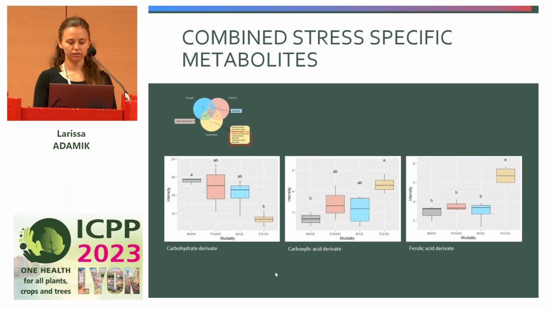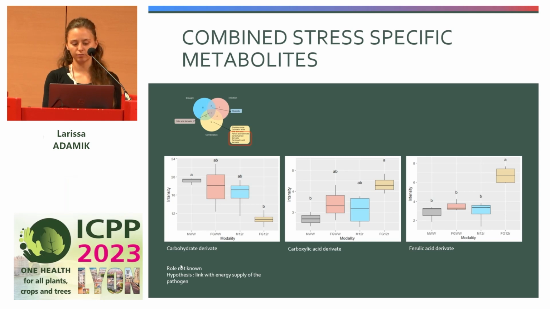What is quite interesting is that we have 3 different metabolites that have this accumulation profile. One of them is a carbohydrate derivative, one a carboxylic acid derivative, and a ferulic acid derivative. However, we don't have an annotated biological role for this one. The hypothesis that we have in the lab is that it might be linked with the energy supply of the pathogen, as it is a carbohydrate derivative.